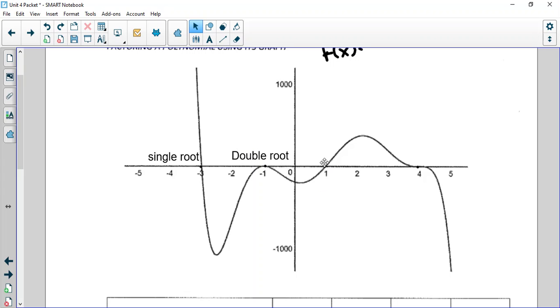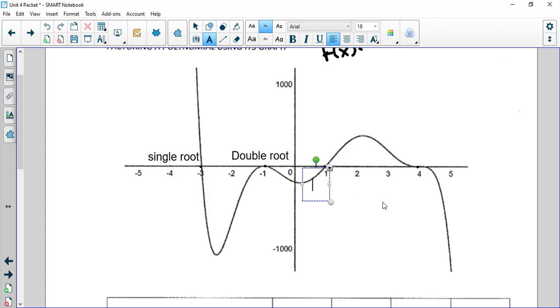Now let's look at this intercept at 1. Well, it's going straight through, which is also another single root. Okay, and this one is a little tricky. It's going through, but it's not going straight through. It's doing a little curve through it. And so we call this a triple root.